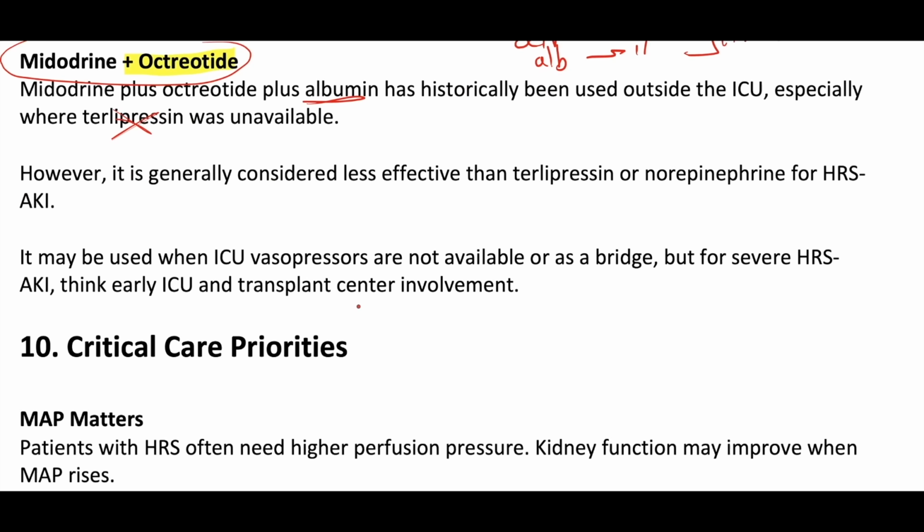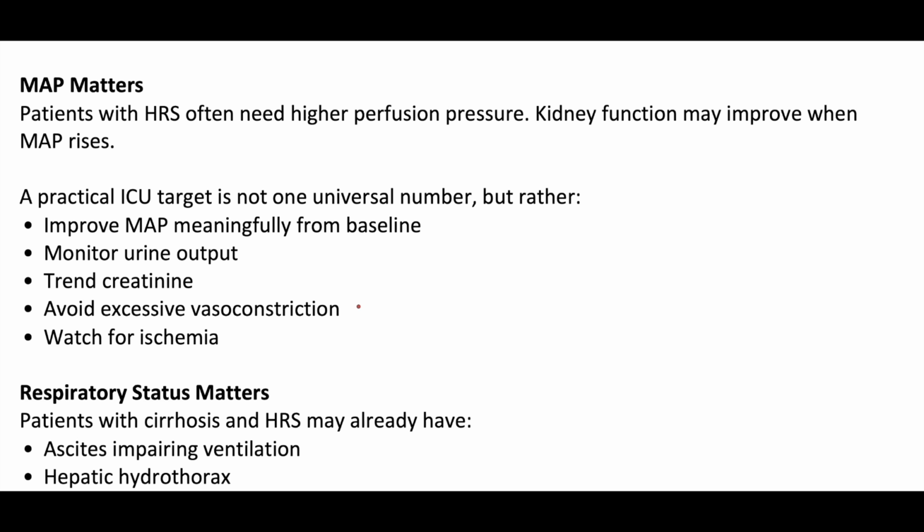All right, critical care priorities related to this. MAP matters. Patients with HRS often need higher perfusion pressures. You want to drive that MAP up, right? 10 to 15 millimeters of mercury. Numbers not universal. This should be a multidisciplinary decision with nephrology. If you can, you've got to walk that line because too much vasopressors can cause worsening ischemia, but you want to drive that MAP up to try to optimize renal perfusion.